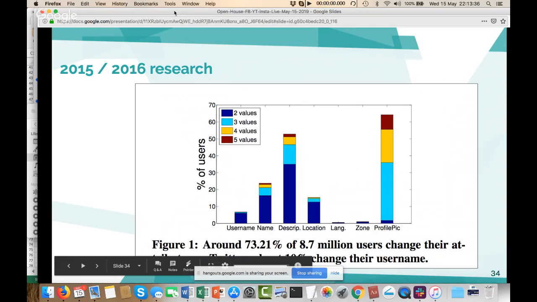Let's go to the profile picture. Among the 8.7 million users seen, a profile picture was changed at least five times in this period. This is the kind of thing you can study if you have snapshots of a particular user over a period of time. You can actually look at how users have changed their information over time.